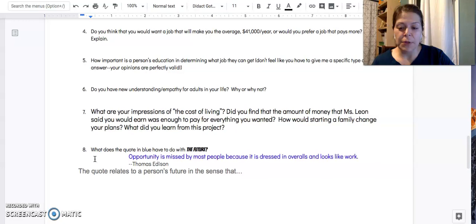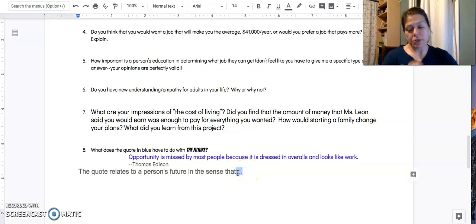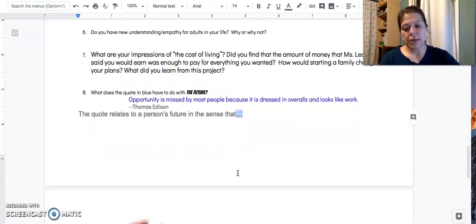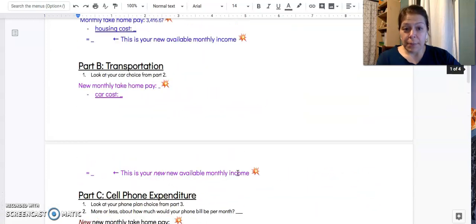And then to wrap up the whole thing, it says, what does the quote in blue have to do with the future? Opportunity is missed by most people because it is dressed in overalls and looks like work. That was said by Thomas Edison, the light bulb guy. And then I gave you a sentence starter here. The quote relates to a person's future in the sense that you will get rid of these ellipses and you will put your thoughts. And you'll submit this to me.